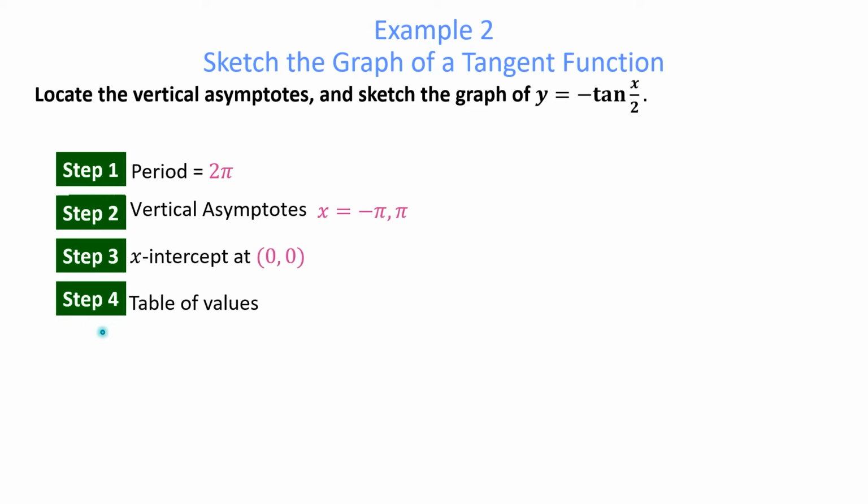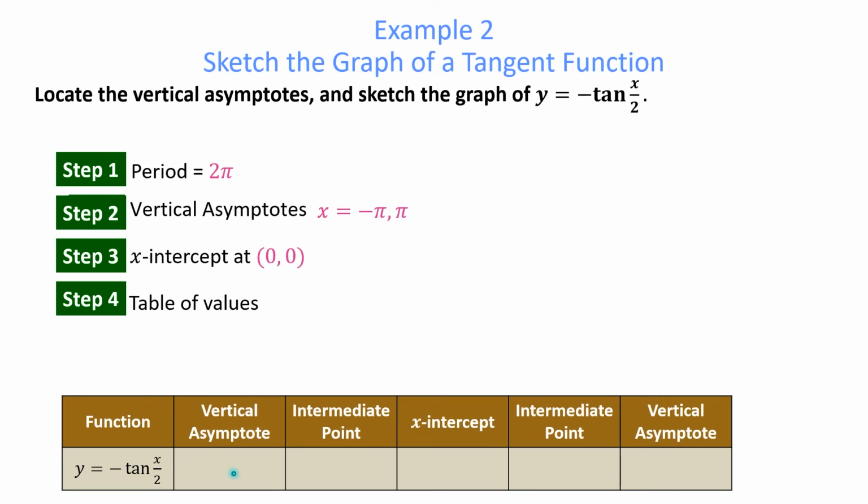So for step 4, we'll produce a table of values like we've done previously. So we have vertical asymptote x equals minus pi over here and x equals pi over here, as we know from this information that we worked out earlier. And then we have an x-intercept of 0, 0 over here. And as we recall, the intermediate point is the midpoint of minus pi and 0. So when we work that out, we'll get minus pi over 2. To work out this y value, I substitute this x value into the function to give me y equals 1.